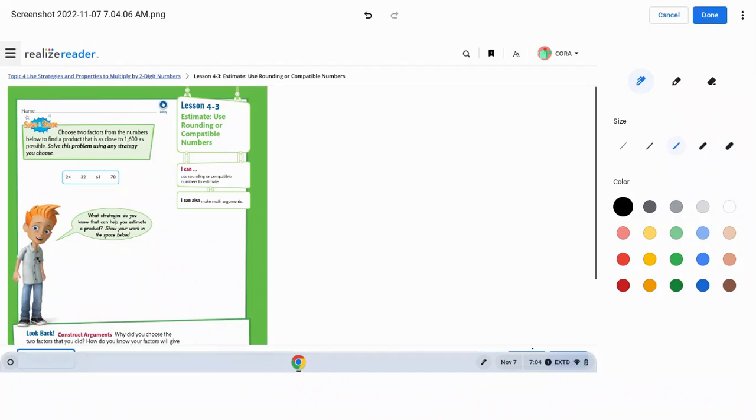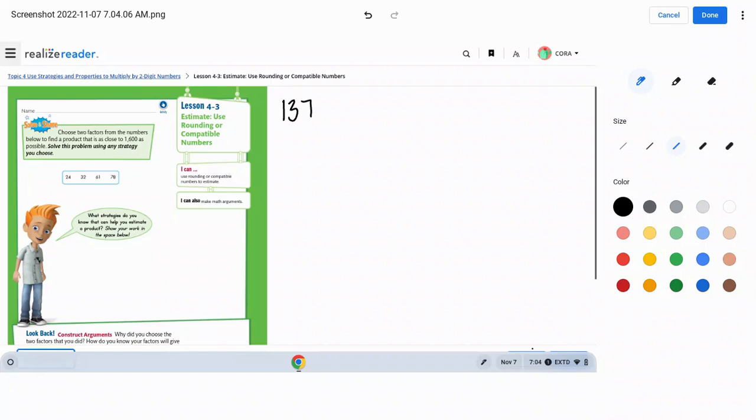Okay, class, I'm on page 137. So I'll write that up there to start us off. And this lesson is 4.3, which is estimating. So use rounding or compatible numbers. So we're back to estimating.